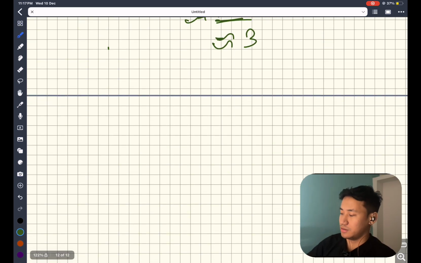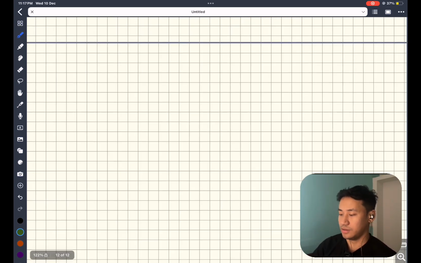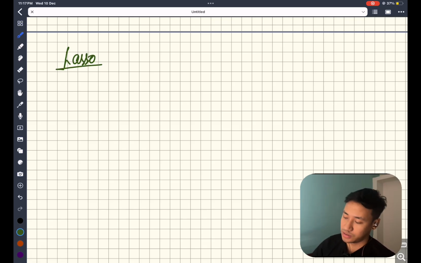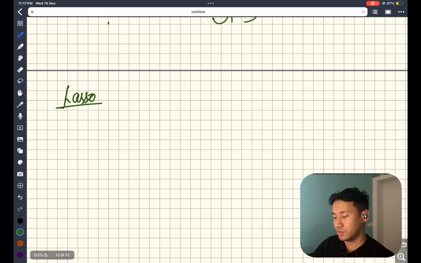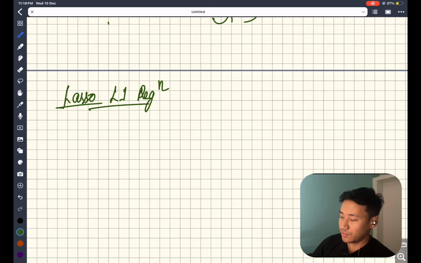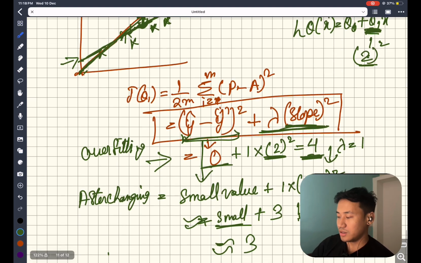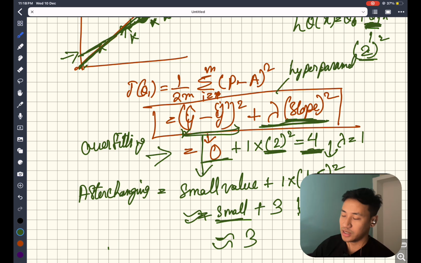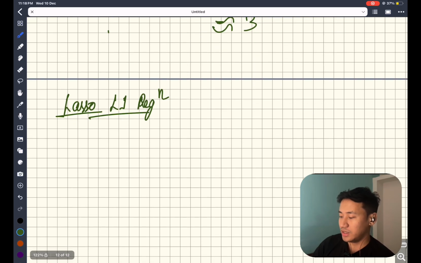So now let's see L1 regularization, that is lasso. This is ridge and this is lasso. So let's see what happens in L1. Earlier we saw the formula was lambda slope square. Lambda is a hyperparameter. How fast we are changing is defined by lambda. So here the formula is error plus lambda mode of slope.